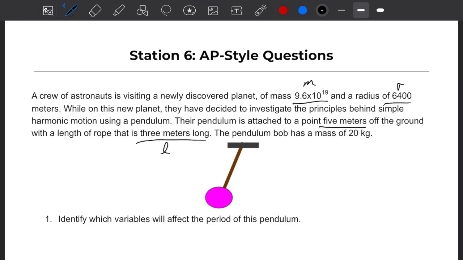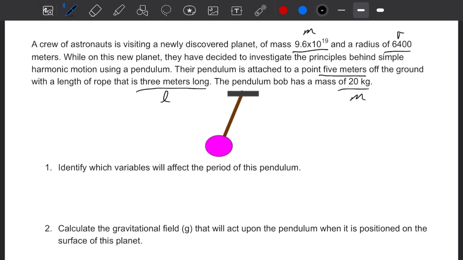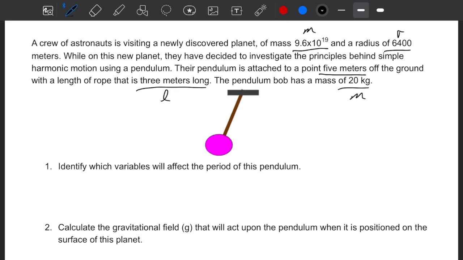So we've identified the important information in this, and maybe we've over-identified just a little bit, but at least we know everything that they've given us thus far. We need to identify which variables will affect the period of this pendulum. Well, how do you calculate the period of a pendulum? The period is 2 pi times the square root of L over g.